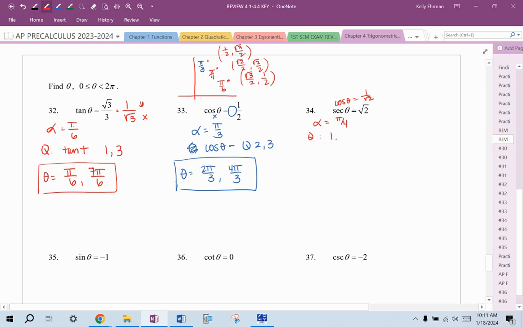Cosine is positive in quadrants 1 and 4. So in quadrant 1, we're at pi over 4. In quadrant 4, we're at 7 pi over 4.